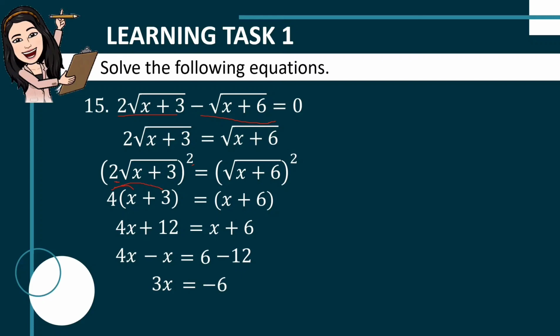In order to find the value of x, we need to divide both sides by 3. So, therefore, makakancel natin, x is equal to, what is negative 6 divided by 3? Okay, we have negative 2. So, therefore, x is equal to negative 2. Maliwanag ba? Okay, so that's it for your learning task number 1.